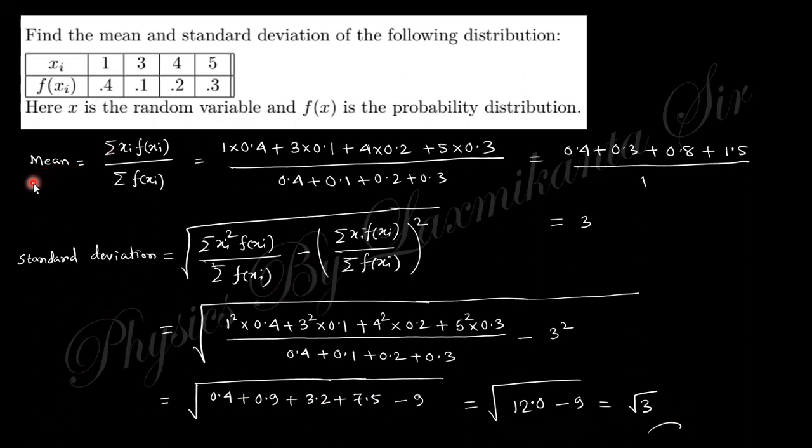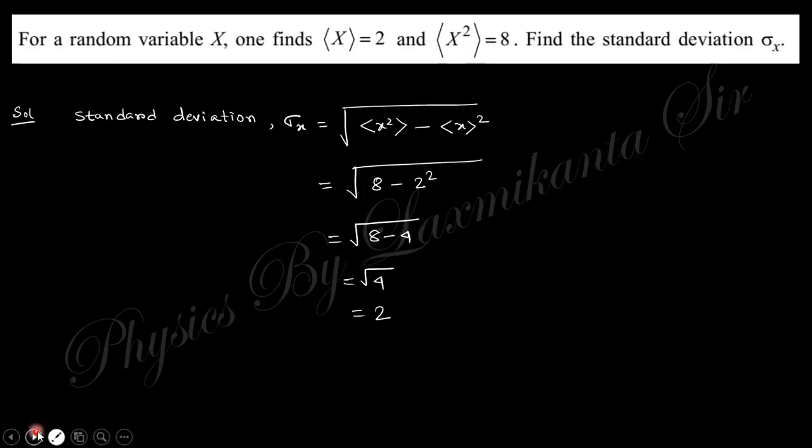In the last lecture we discussed the standard deviation, minimum deviation for binomial distribution, for Poisson distribution, for Gaussian distribution, right? Next one: for a random variable x, this is the average value of x, the expectation value of x, and this is the expectation value of x square. Find the standard deviation. The formula for standard deviation is the expectation of x square minus the square of the expectation value, right? So just putting in the values you can get the answer 2. Next question.